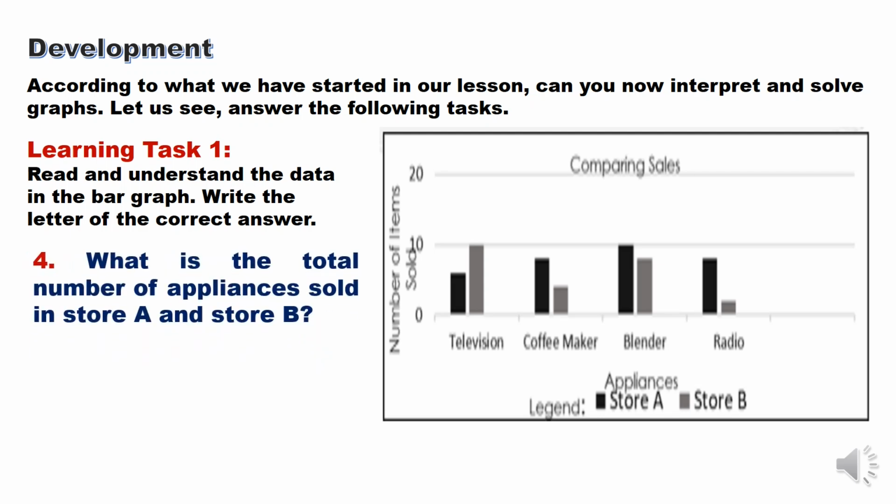Try this. Number 4, what is the total number of appliances sold in store A and store B? A, 73, B, 61, C, 57, D, 49.